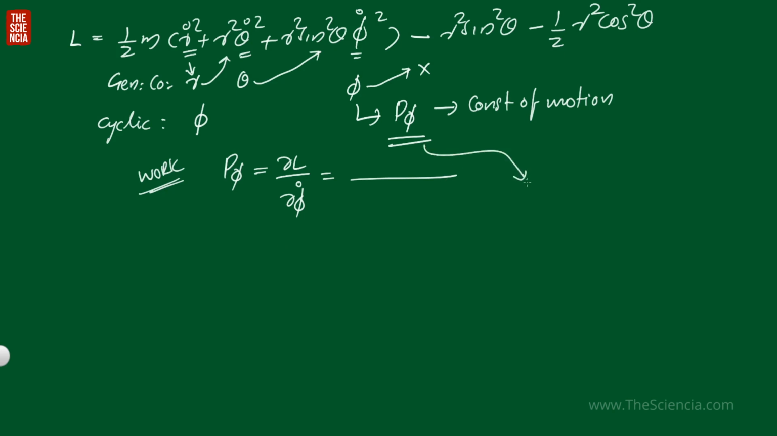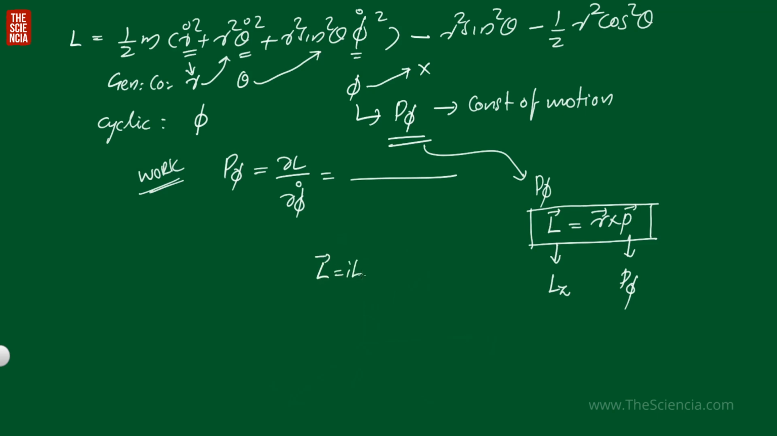Here sometimes I call this quantity P phi angular momentum, but it is wrong. Actually the angular momentum L is equal to, we know, r cross p, and this is the exact definition of angular momentum. Here the P is P phi and the corresponding L will be the component Lz. You know this L is a vector, that is L vector is equal to i Lx plus j Ly plus k Lz. So the Lz component of angular momentum is conserved in this problem.